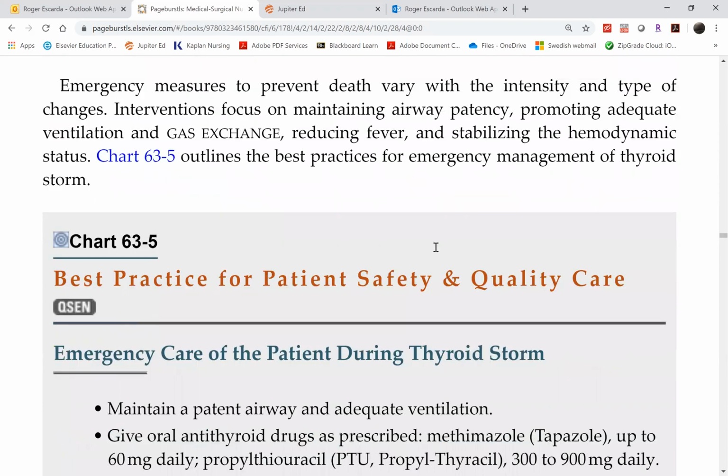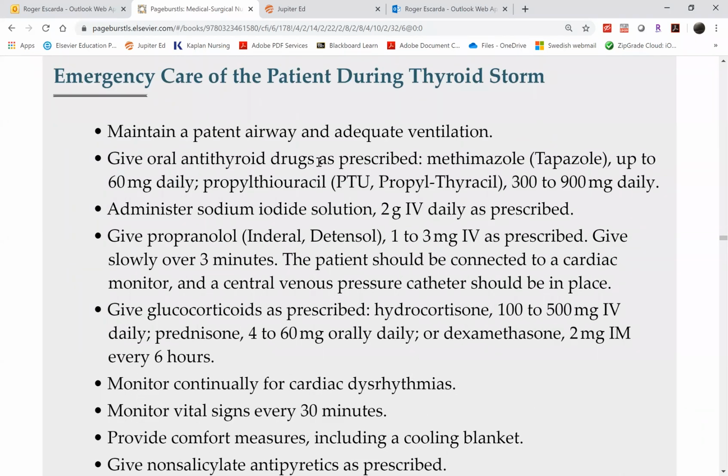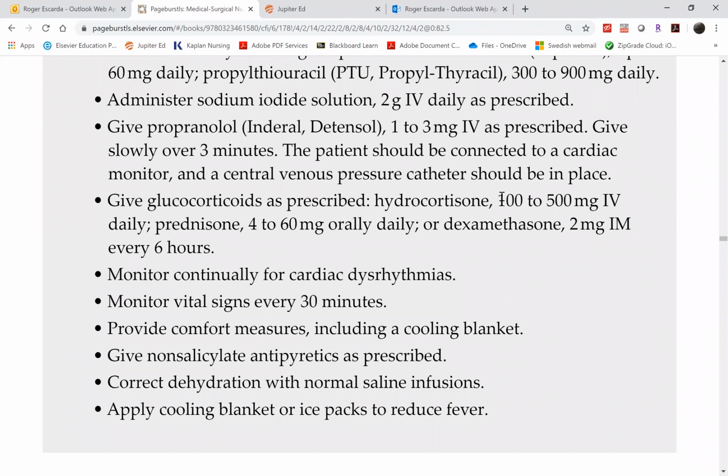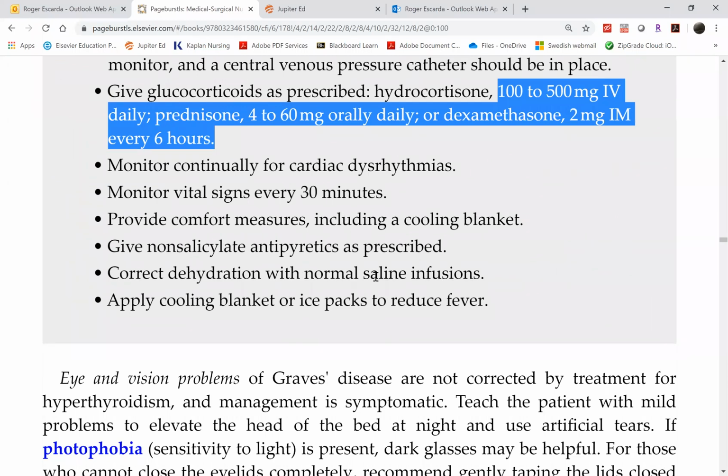Here is the emergency management as promised, chart 63-5. So ABC, and then give your thionamide followed by your Lugol solution. And then here's propranolol for the adrenergic symptoms, the sympathetic symptoms that the patient will manifest. Give steroids, high dose steroids. Look at how many these are, 100 to 500. And of course, they should be on a cardiac monitor. And for the heat intolerance, cooling measures and normal saline. If needed, we can also cool down the saline, like wrap it in ice, so that would also help decrease the temperature.